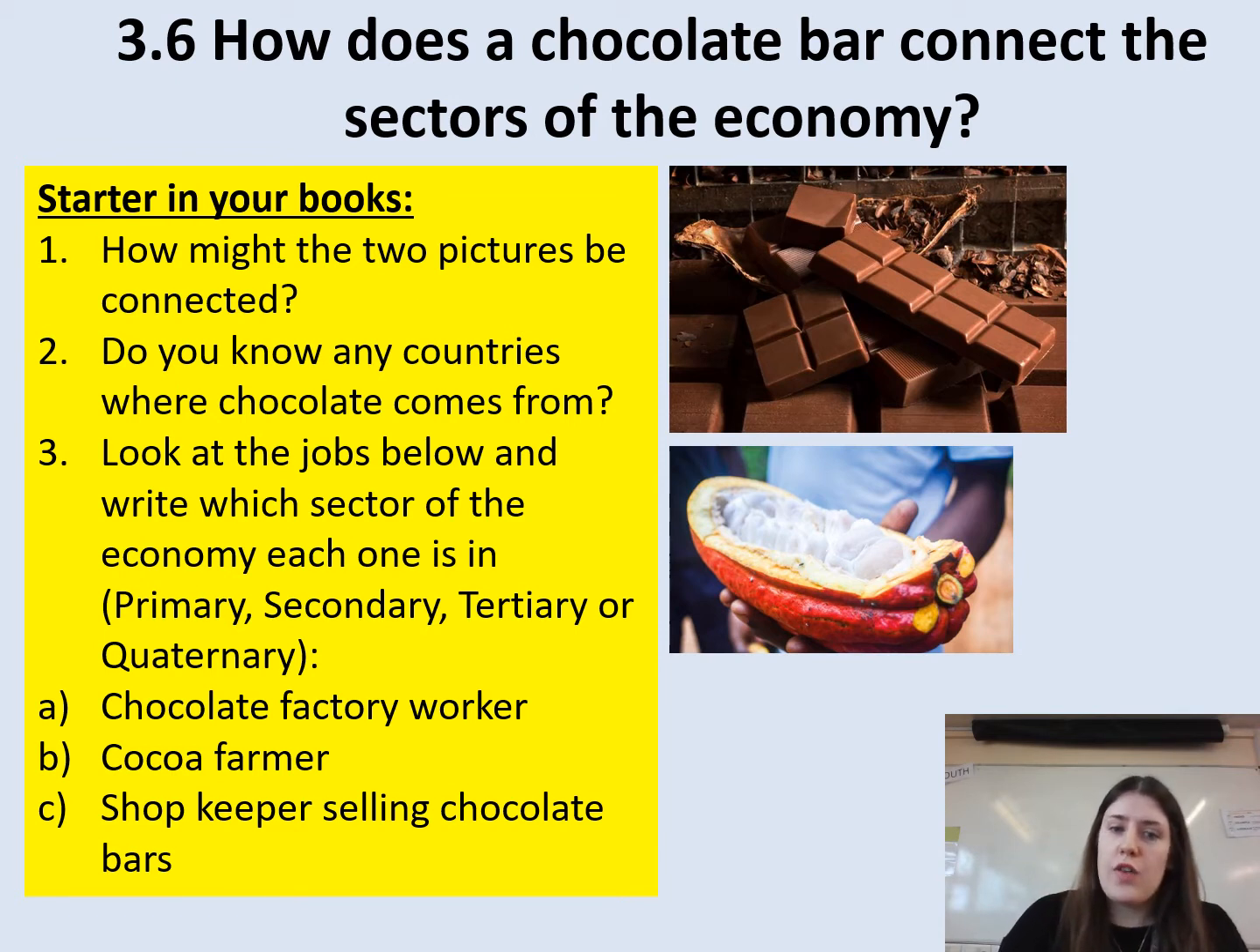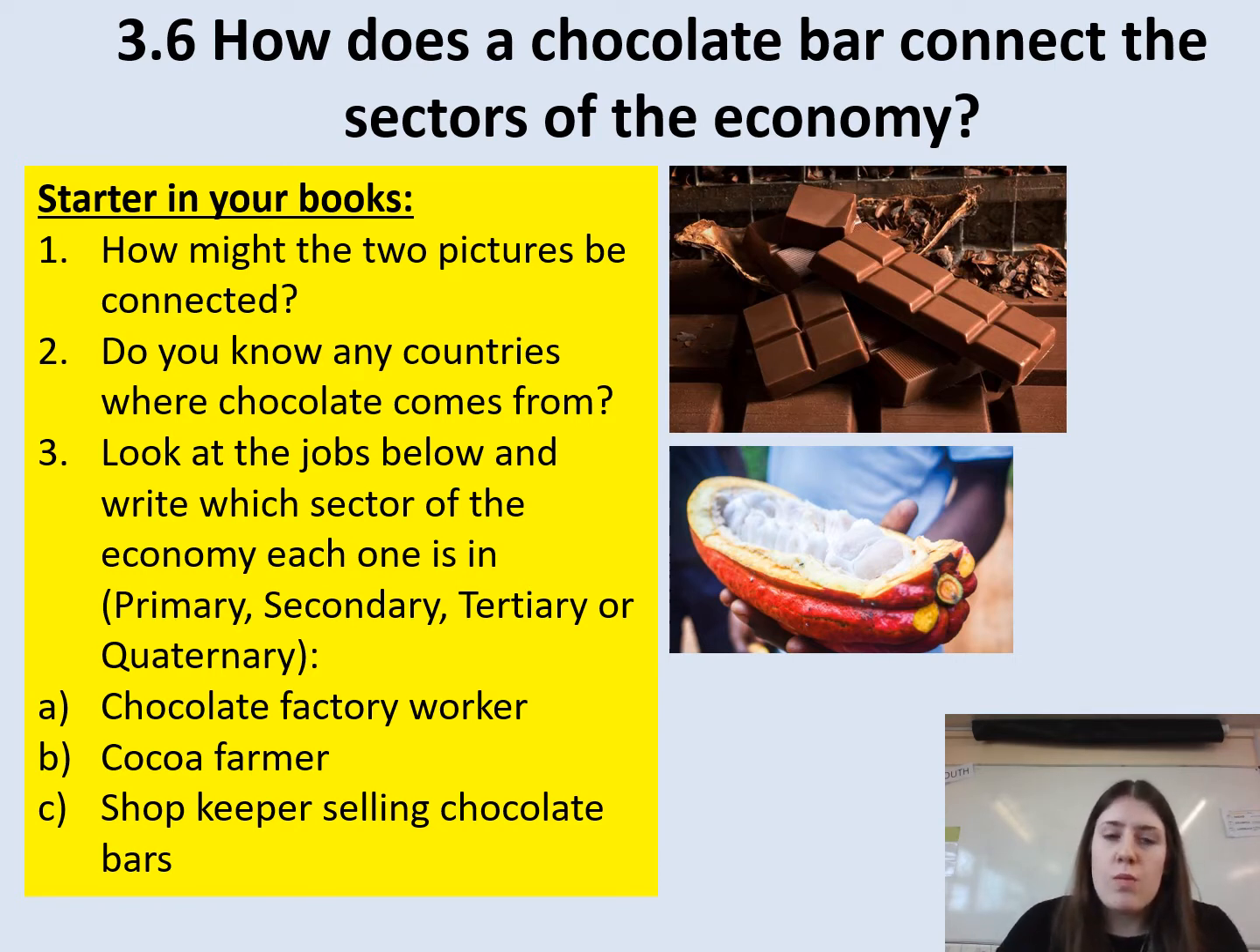Okay, so you should have answered the questions and looked at the video. How might the two pictures be connected? Well, the first picture is a chocolate bar, something you probably already know, and the second picture is a raw cocoa bean plant, so where you actually get chocolate from.